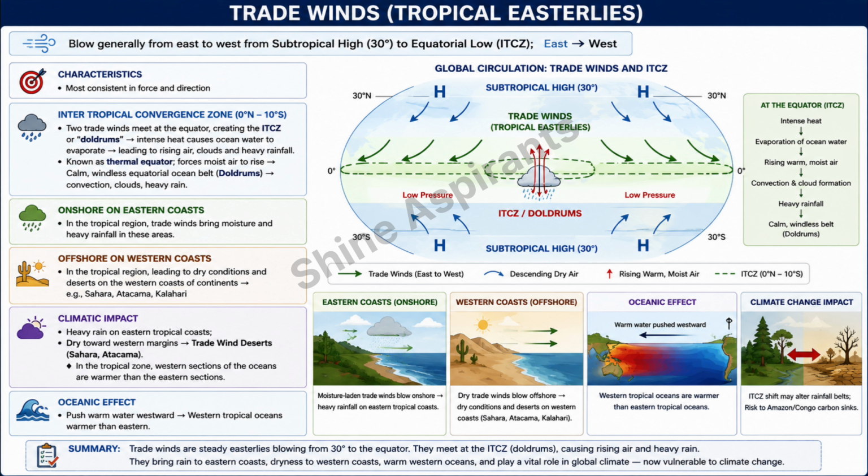Onshore on the eastern coasts of continents, trade winds bring moisture and heavy rainfall. Offshore on western coasts, they lead to dry conditions and deserts on the western coasts of continents. Examples: Sahara, Atacama, Kalahari. Climatic impact: heavy rain on eastern tropical coasts, dry toward western margins, trade wind deserts. Oceanic effect: push warm water westward. Western tropical oceans are warmer than eastern. Climate change: ITCZ shift may alter rainfall belts, a risk to the Amazon and Congo carbon sinks.